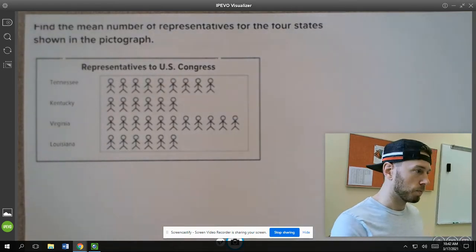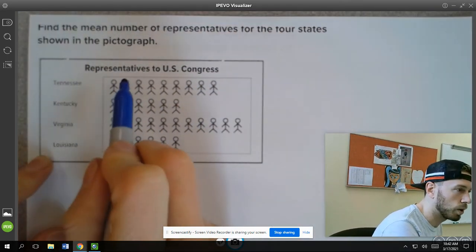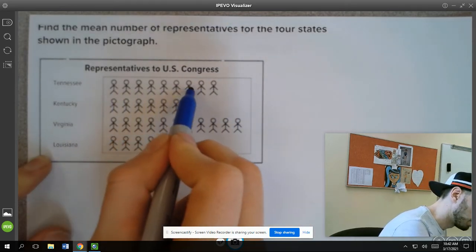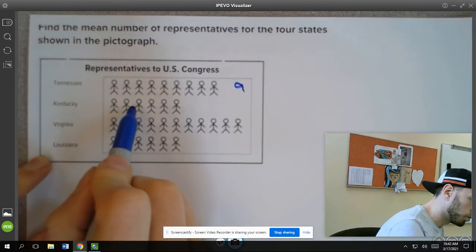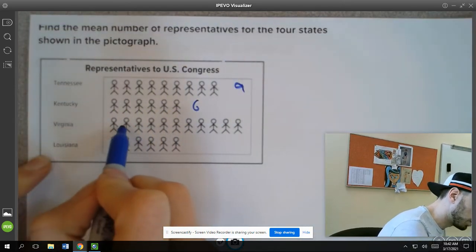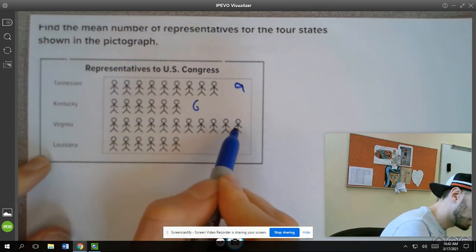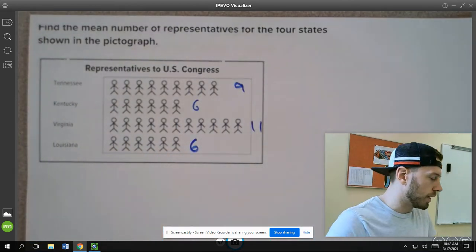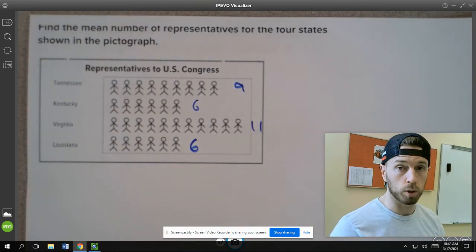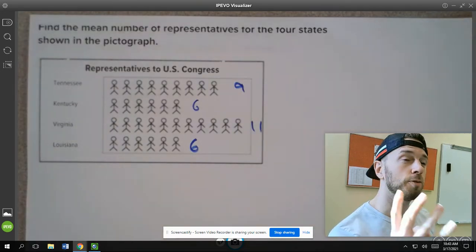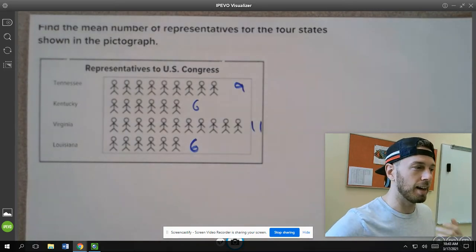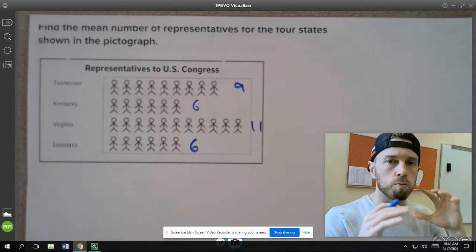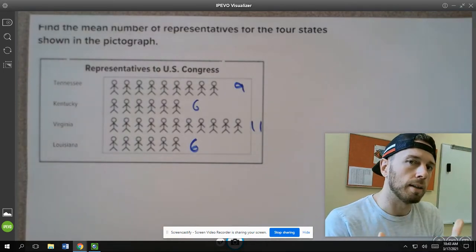What we do is we've got the number of representatives in Tennessee, which is 1, 2, 3, 4, 5, 6, 7, 8, 9. There's 9 there. In Kentucky, there's 1, 2, 3, 4, 5, 6. Virginia, there's 1, 2, 3, 4, 5, 6, 7, 8, 9, 10, 11. And in Louisiana is 1, 2, 3, 4, 5, 6. So the question is, find the average number of representatives of these 4 states. We could say Tennessee has 9, Kentucky has 6, Virginia has 11, Louisiana has 6, or we could give a one number answer that generalizes all 4 of them.